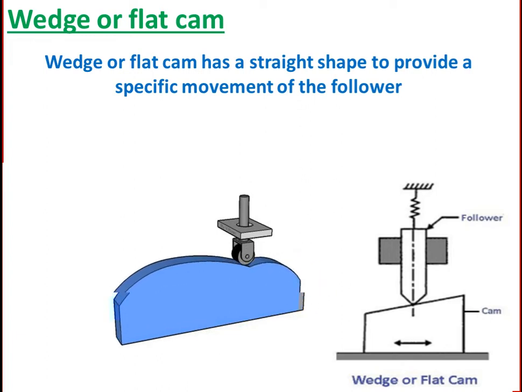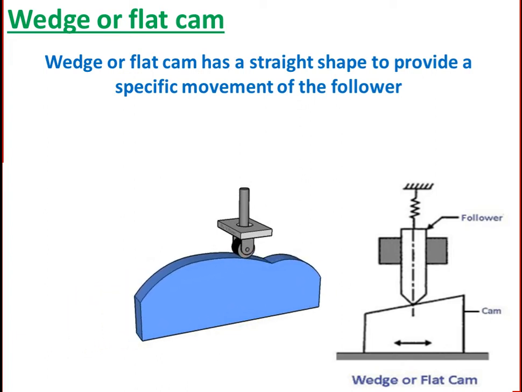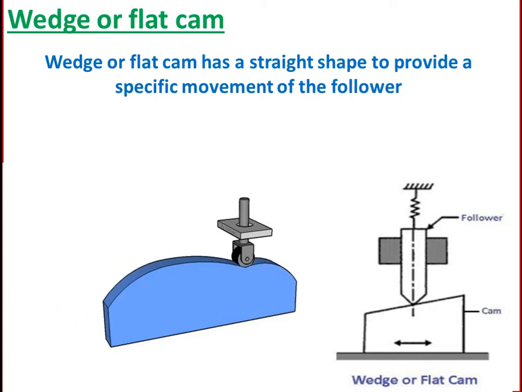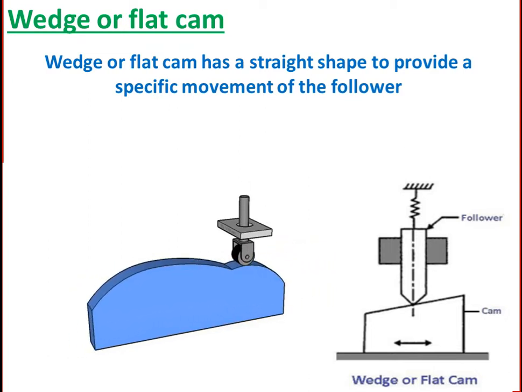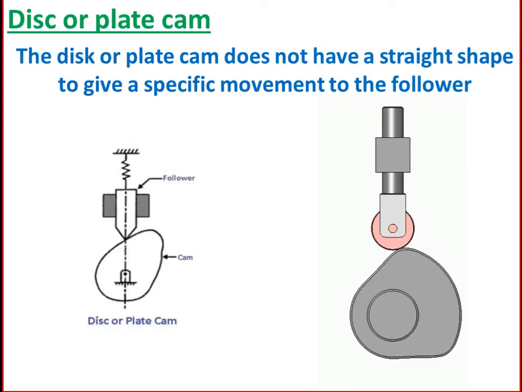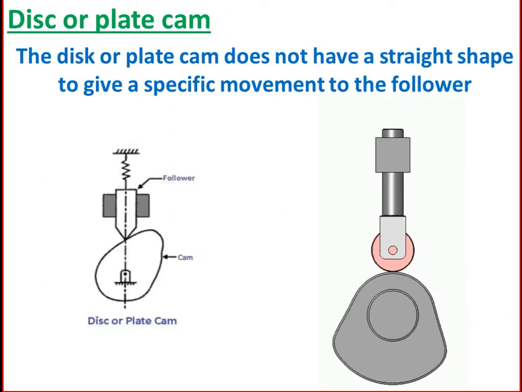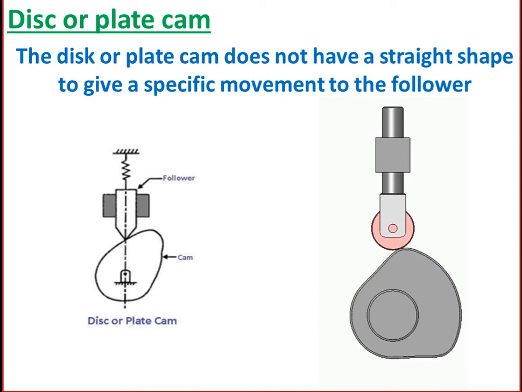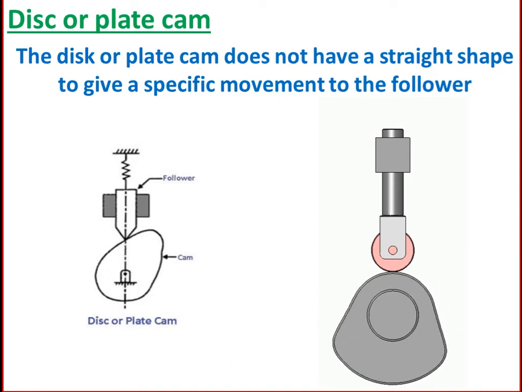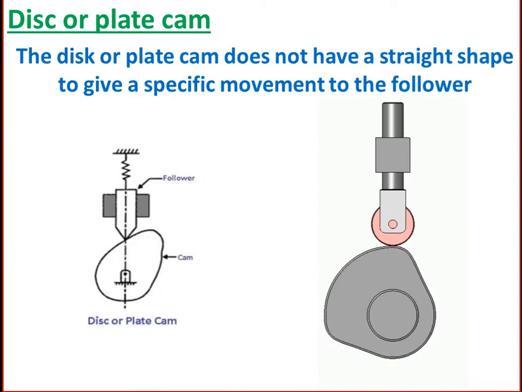The first one is wedge or flat cam. Now in the picture below we can see that the wedge or flat cam has a straight shape to provide a specific movement of the follower. Next is disc or plate cam. The disc or plate cam does not have a straight shape to give a specific movement to the follower.